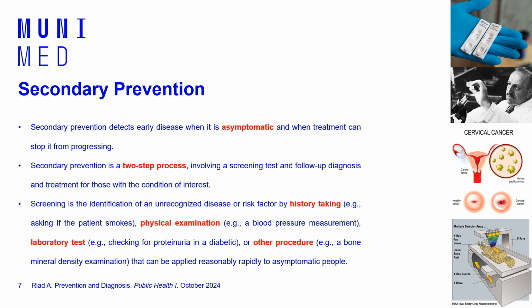Then physical examination. This can include blood pressure measurement, laboratory tests like checking for proteinuria in a diabetic patient, other procedures like bone mineral density examination, like in this device that you see here at the end of the slide. It's DEXA, and it's just an example of radiographic examinations. So all these types of exams that you see also in the pictures are examples of the methods we use to diagnose or screen for diseases. And very soon you will learn the difference between screening and diagnosis.